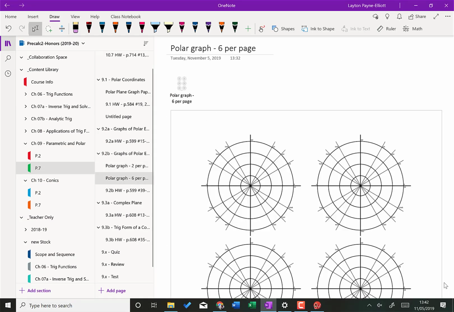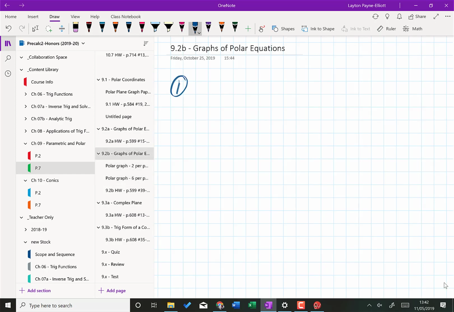I will be operating off the 6 per page. I'm going to put number 1 here. This is going to be r equals 2 plus 2 sine theta. Do not T-chart on this page; there's not nearly enough space. So I'm going to flip over here and do the same graph and start T-charting some values, and you're going to get a sense for what this looks like.